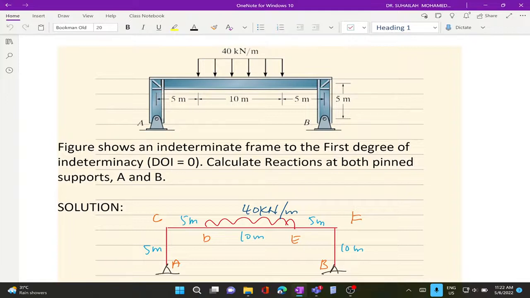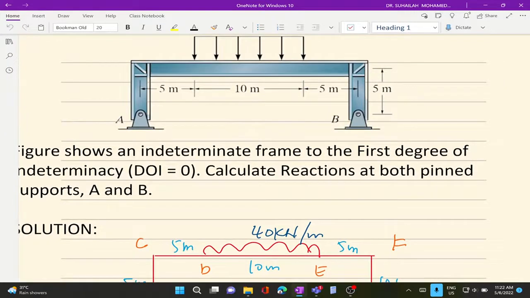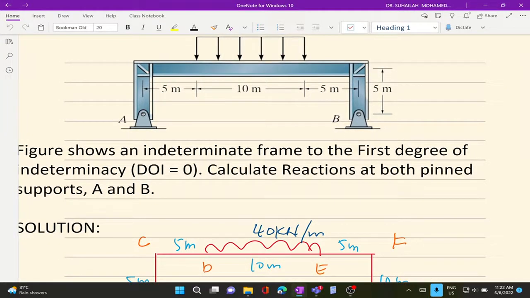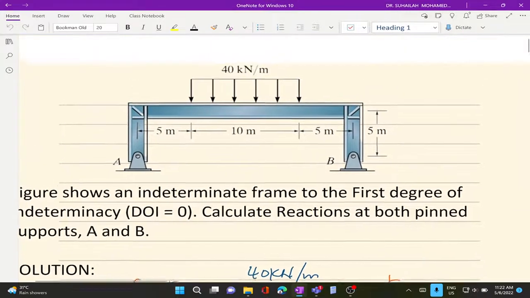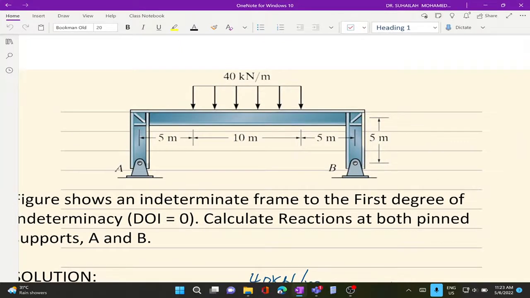So this frame, if we look at the diagram, has two pin supports: pin support at A and pin support at B. And there is a uniformly distributed load located at the center of the beam. The beam is 5 meters from the end. So the rigid joint, from the rigid joint.